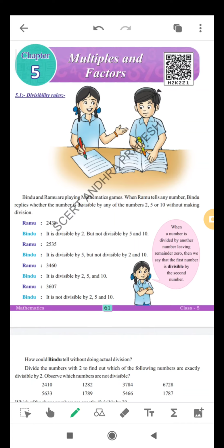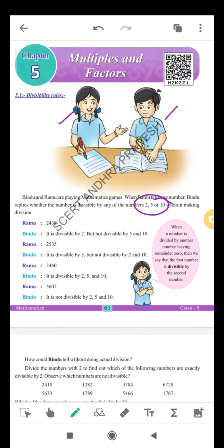Now see here. This is Bindu and this is Ramu. Both are playing a mathematics game where Ramu should ask some number and Bindu should say without any hesitation, without any time taking, without long division, whether it is divisible by 2 or not. So they are playing the game. In that game, Ramu gives a number and Bindu should tell whether it is divisible by 2 or 5 or 10 or all the 3 or all the 2, anything.